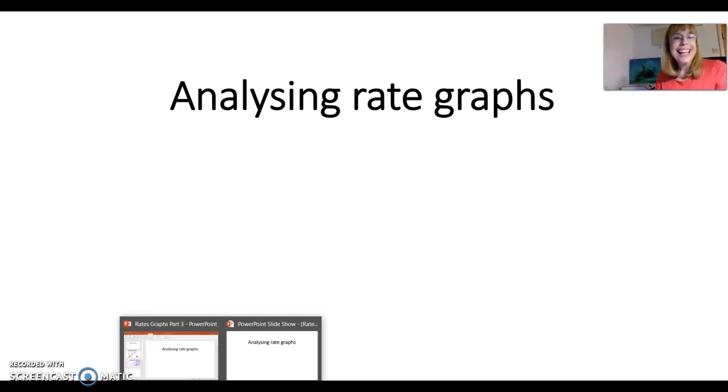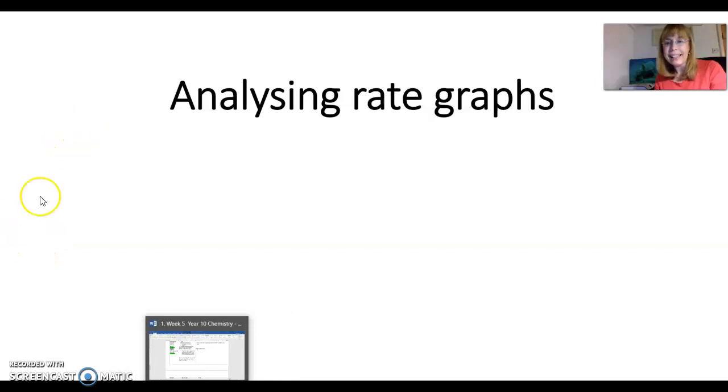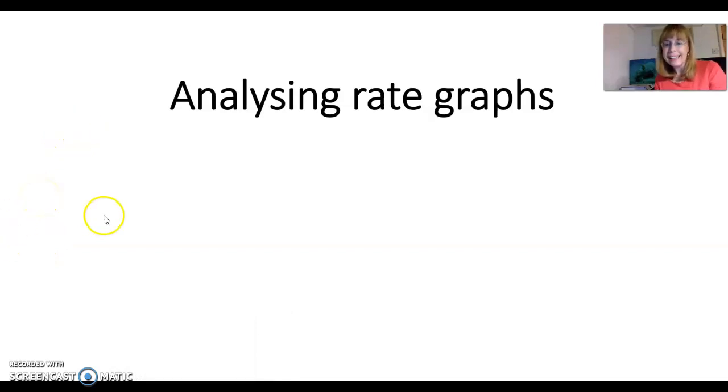In this session, we're going to be focusing on analyzing graphs. And I'm going to give you a few big tips that will help you score maximum marks in any assessment questions. So, with a heading, analyzing graphs, let's get going.